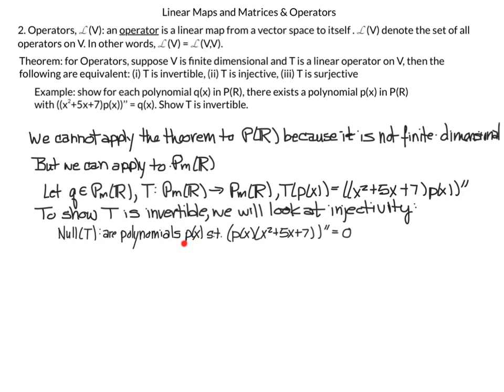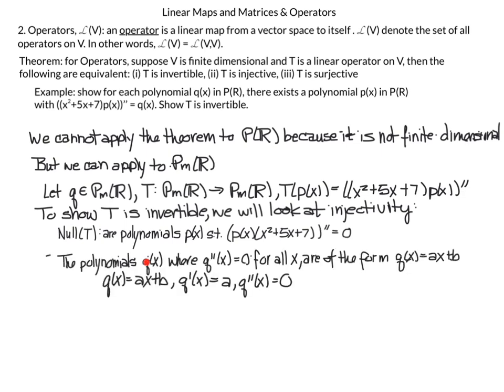And these are polynomials p(x) such that when we multiply by x² + 5x + 7, and then take the second derivative, it will equal 0. But we also know the polynomials q(x), where q''(x) is equal to 0, are of the form ax + b, right? So if we take the first derivative of ax + b, we're going to get back a, and then when we take the second derivative, we will get back 0. We can have an x term, we can have a constant term, but we cannot have an x² term because it will not equal 0 unless x is equal to 0.